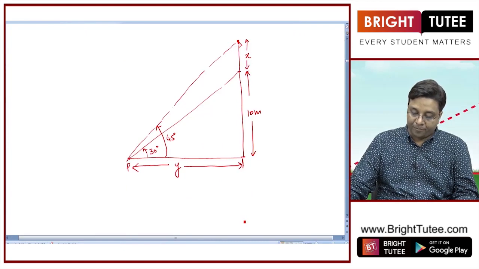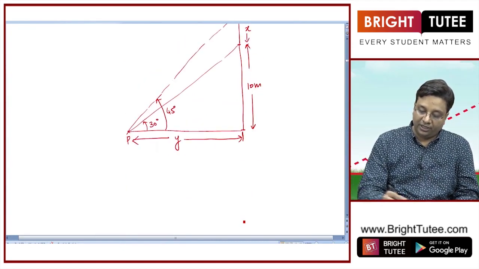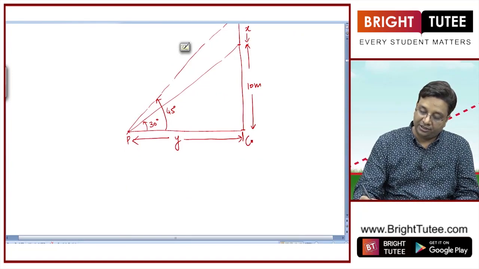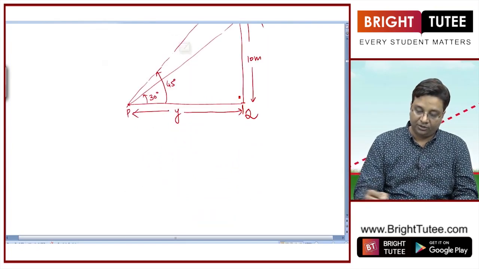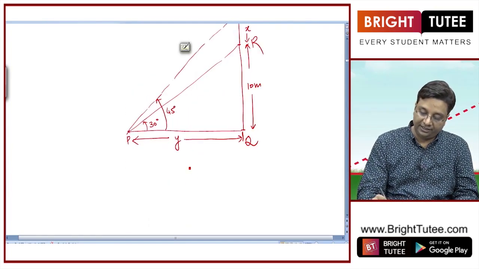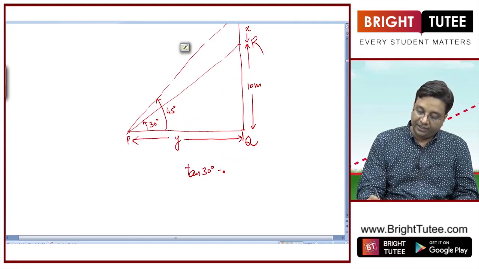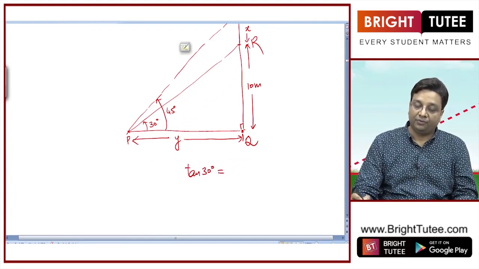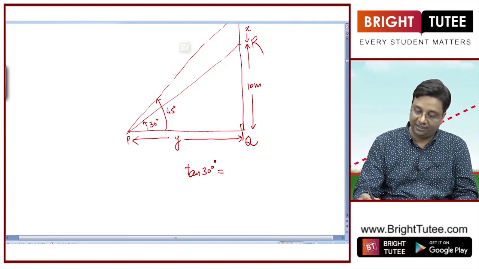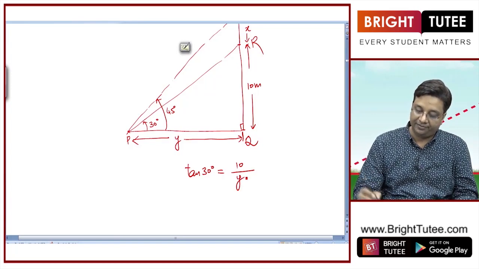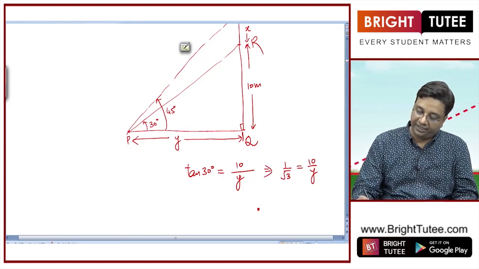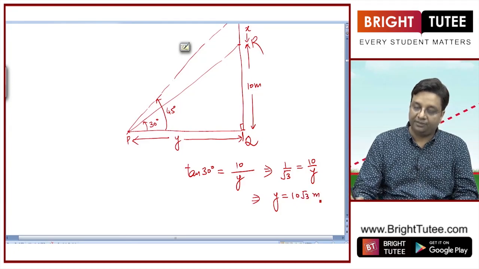So this question again, let us look at this triangle. This is P, let's name it as Q, this is R, and this is S. So if you apply tan 30 degrees in triangle PQR, what will you get? Opposite by adjacent. Opposite is 10, and what is adjacent? Adjacent is y. And what is tan 30? It is equal to 1 by root 3, right? So we have got y equal to 10 root 3 meter.